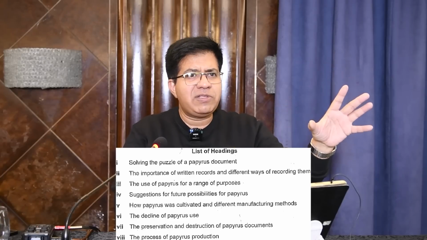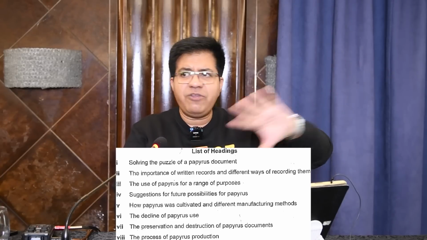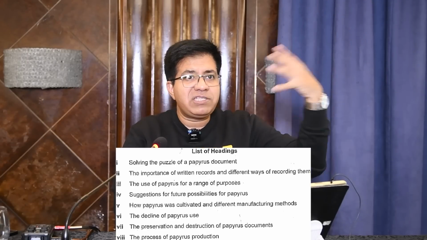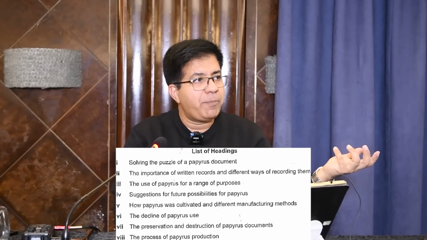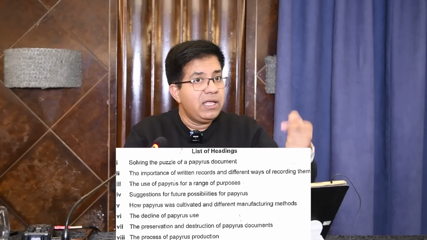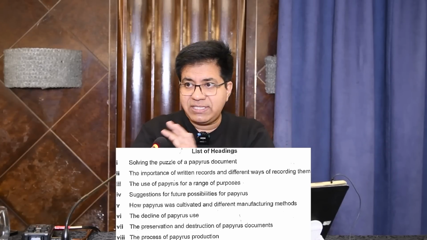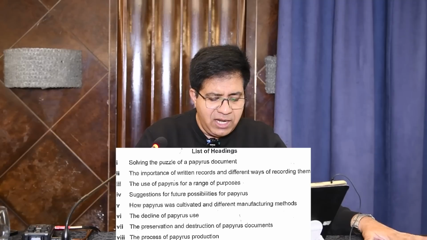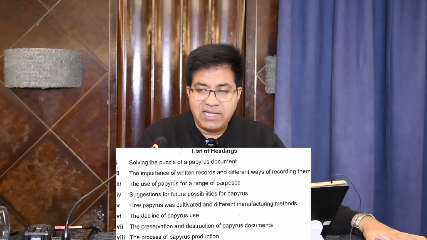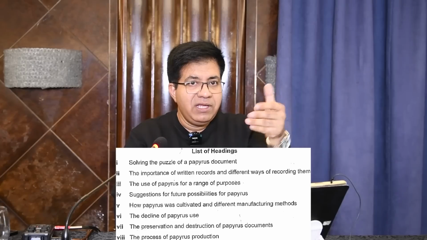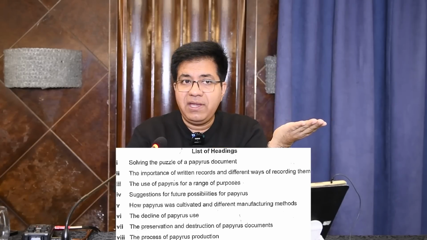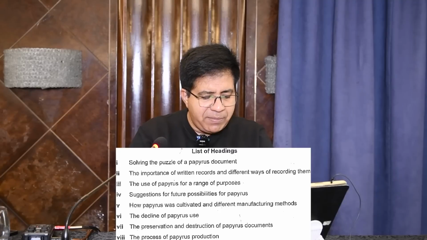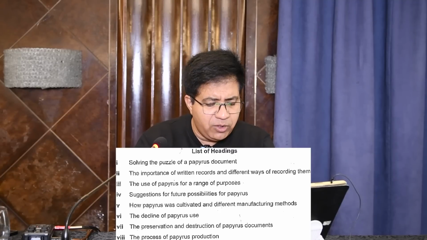Decline. Initially they will say it was very popular, people wrote different documents on papyrus, and then towards the end they will say paper was invented by Chinese and people stopped using papyrus. So this heading, you should know where this paragraph is going to be. Heading number 7, preservation and destruction of papyrus documents. In one paragraph, they will say how to preserve them and how they get destroyed. If you remember, we did a paragraph about insects and all that, probably it will go there.